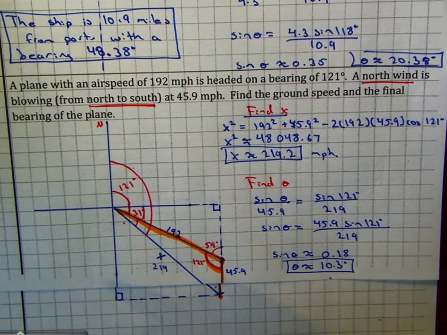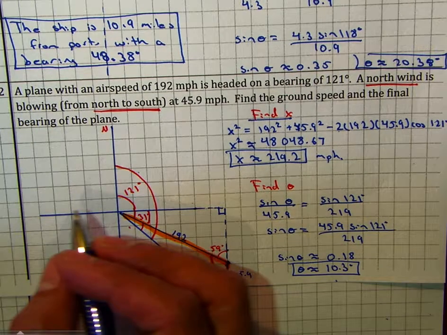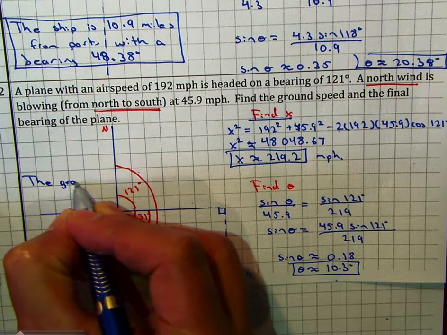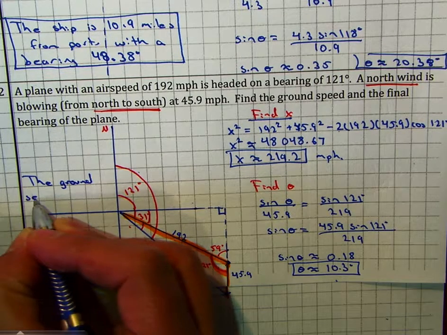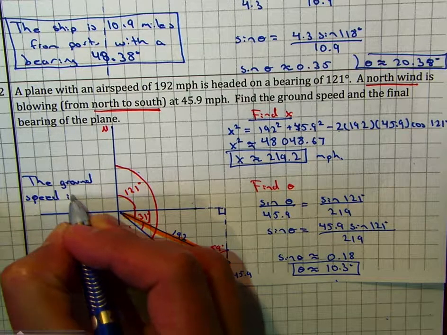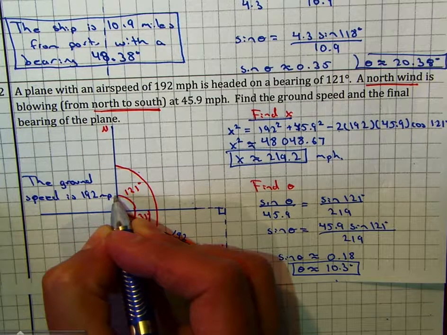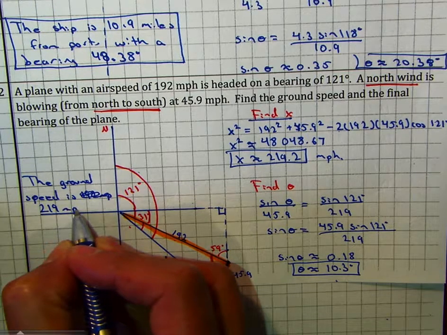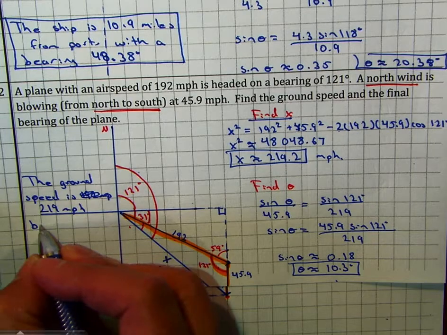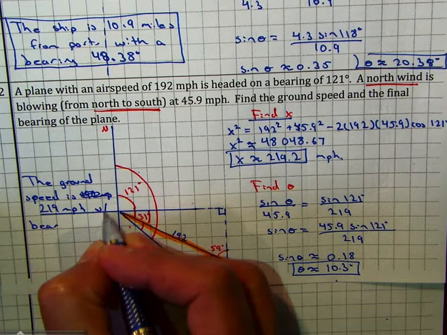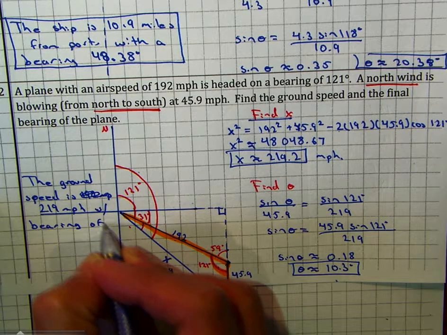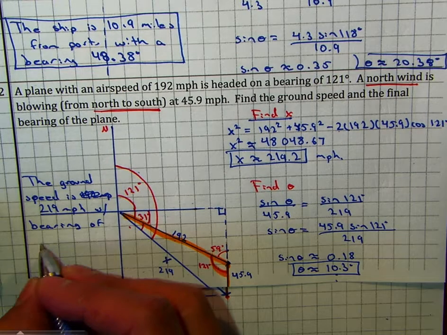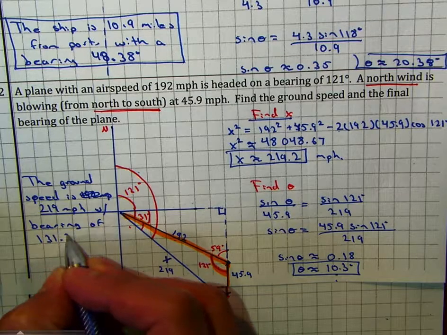So therefore, the ground speed for the plane is 192 miles per hour, excuse me, 219 miles per hour. And the bearing is not 10.3, it will be 10.3 plus 121, which is 131.3 degrees.